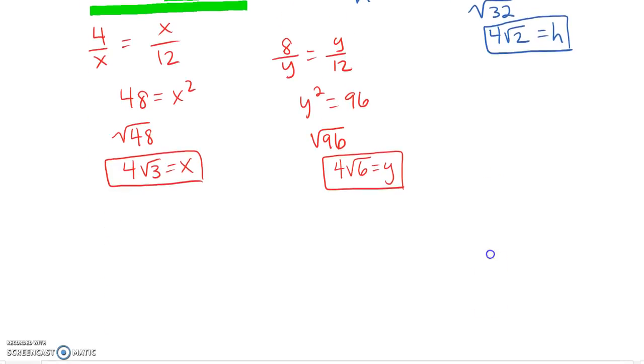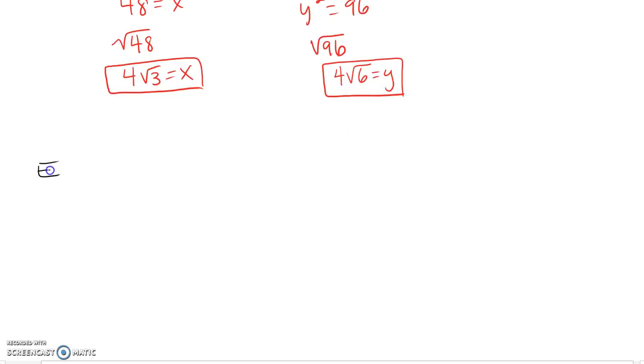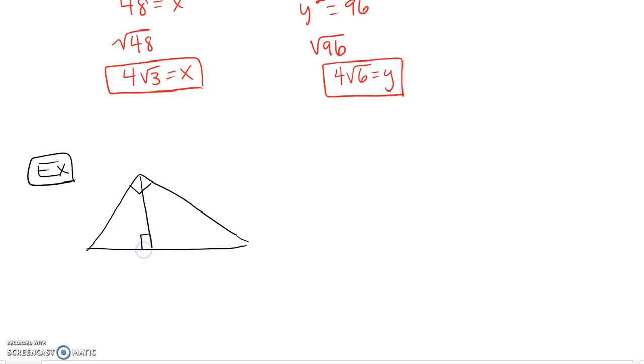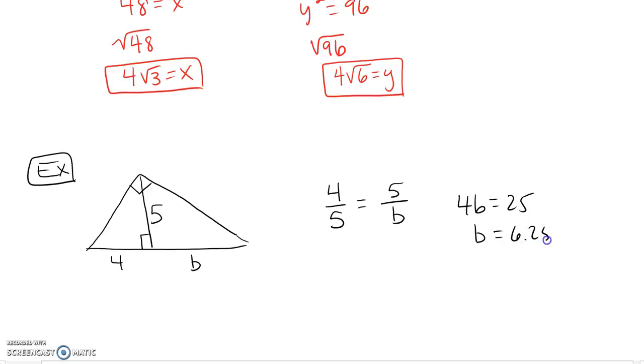So you might say, if they're always geometric means, why would you ever bother writing out the proportion? Because you can go straight there. Well, sometimes they give you different information. Like maybe they don't tell you B, and maybe this is 4 and this is 5. I need to know that 4 over 5 is 5 over B. So 4B equals 25, B equals 6.25.